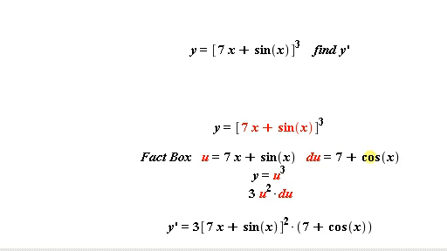So here's the derivative that we stated before. So this is our answer, because we just did the derivative. It's 3u squared times du. All we have to do now is just plug in. Okay, so what was u again? I can't remember u. Oh, here's u. It's 7x plus sine of x. So it goes right into here.